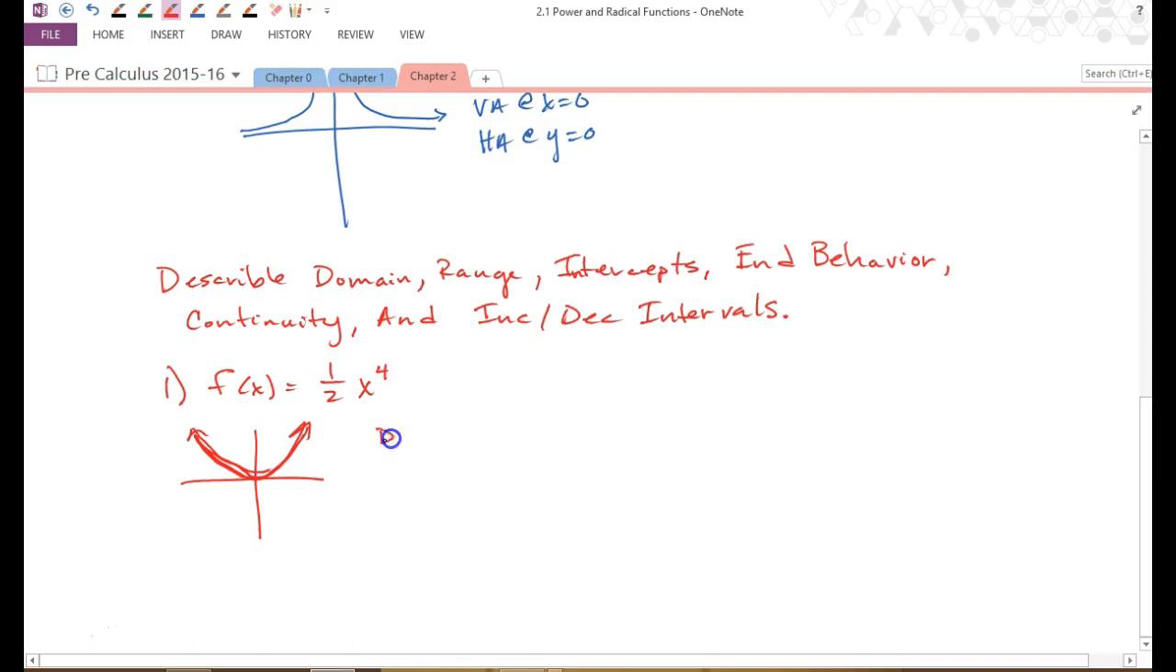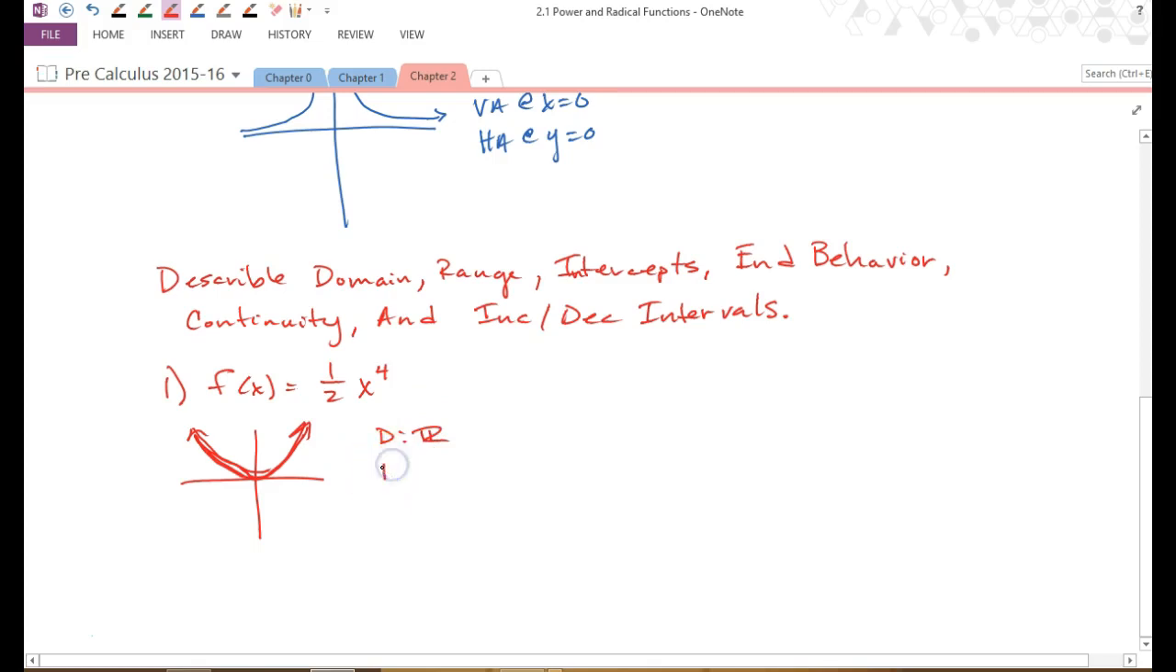Okay, so let's talk about the domain. The domain of any parabola is all reals. You can write that from negative infinity to positive infinity as an interval, or you can write it as all reals, which is how I'm going to do it.